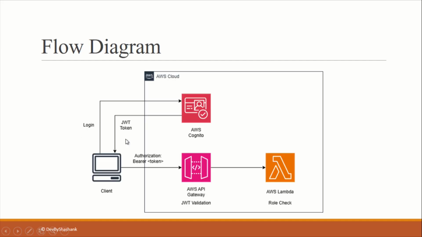So this is going to be your flow diagram. Client will first make a login request to AWS Cognito. AWS Cognito will return a JWT token. Then client will use that JWT token and pass it in authorization to API Gateway. Then API Gateway will validate the JWT token first, and here it will see whether this client is authenticated or not. After that authentication, it will pass the request to AWS Lambda, and this Lambda will do the role check. It will check whether the client is authorized to perform that specific action or not.